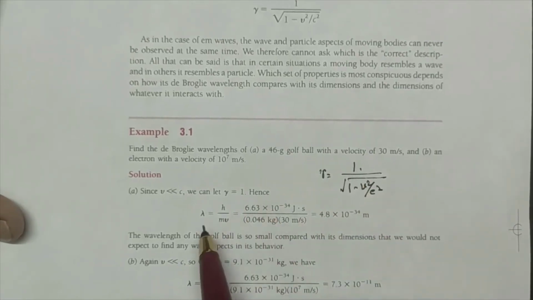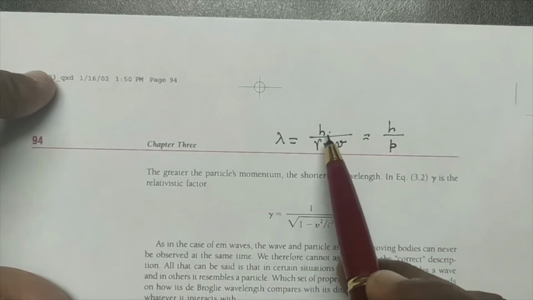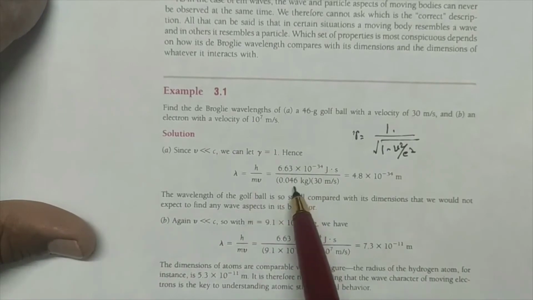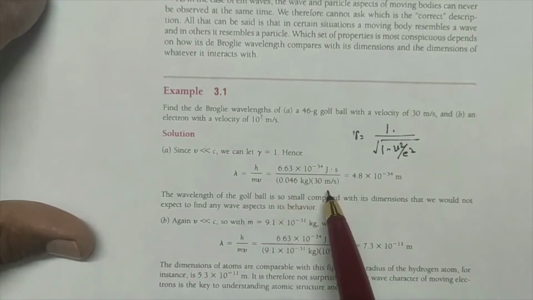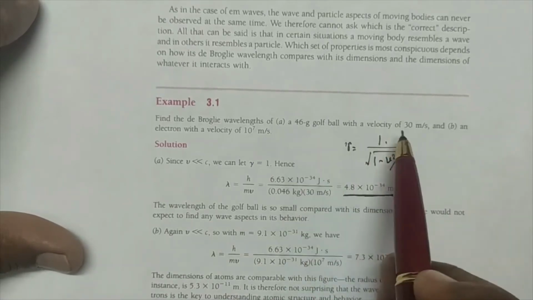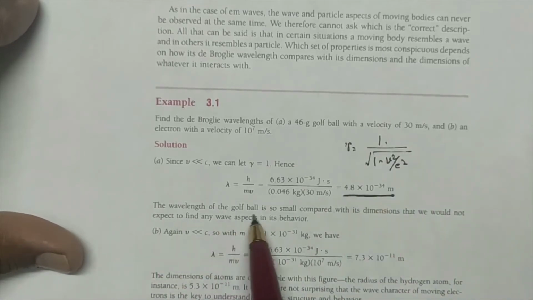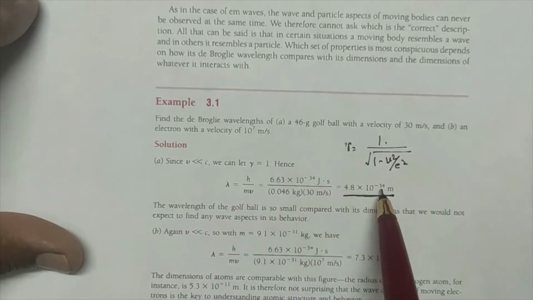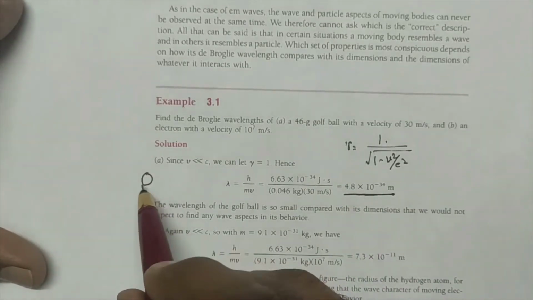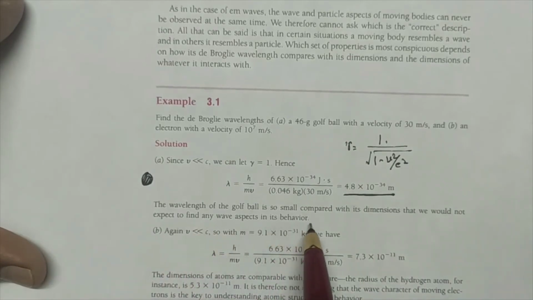So we can take gamma as 1, so lambda is h upon mv, because lambda is h upon gamma mv. Putting in the value of h, the mass of the golf ball and its velocity, we get the wavelength of the golf ball moving with 30 meters per second. Now you can see the wavelength of the golf ball is so small, 10 to the minus 34, compared with the dimension of the ball, that we would not expect to find any wave aspects in its behavior.